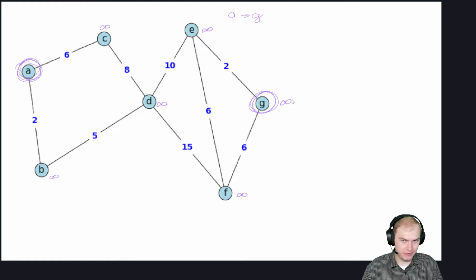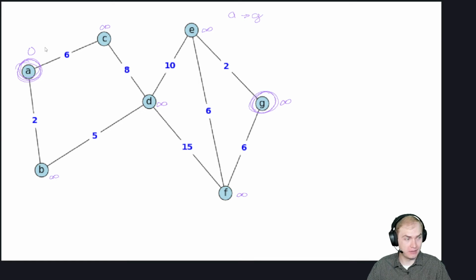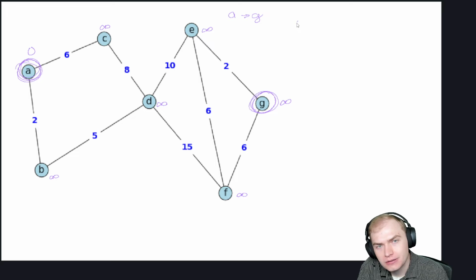It's infinity because we haven't found a path there yet. We're going to set the tentative distance of A to 0 because we're starting at A. So we already do know a path from A to A, is what I'm saying. And then our unvisited set is everything: A, B, C, D, E, F, G.